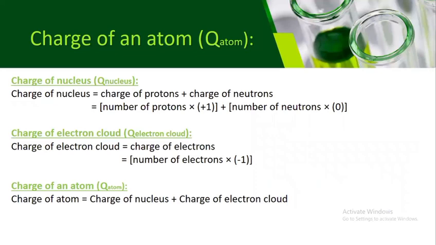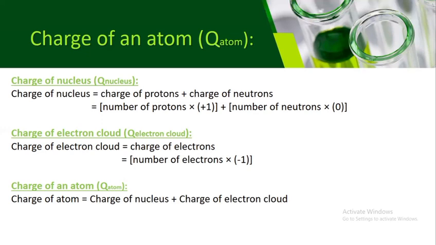How to calculate the charge of an atom? The relative charge of an atom. First, we must calculate the charge of the nucleus, which is equal to the charge of the protons plus the charge of neutrons. Charge of protons is equal to the number of protons times the relative charge of one proton plus the number of neutrons times the charge of one neutron, which is 0. So the charge of neutrons, we can cancel it and put 0.